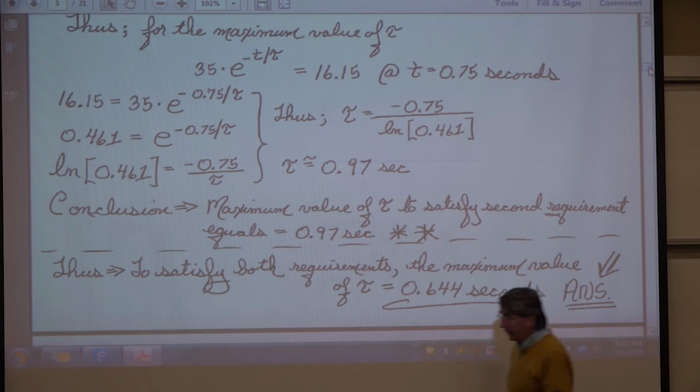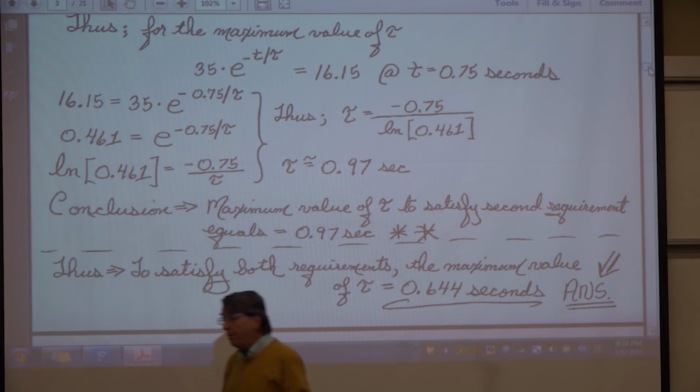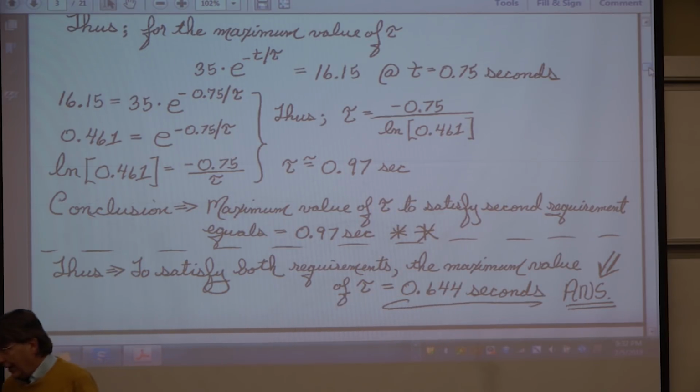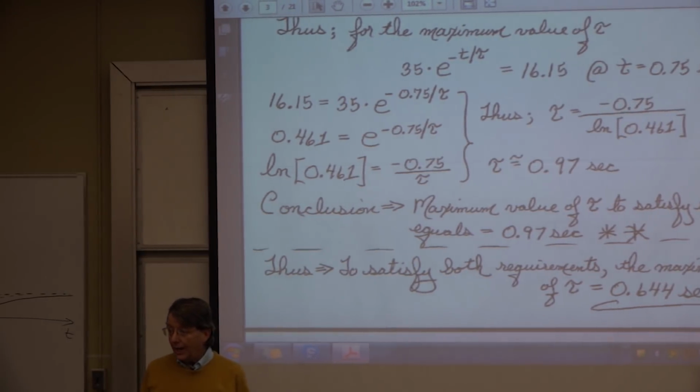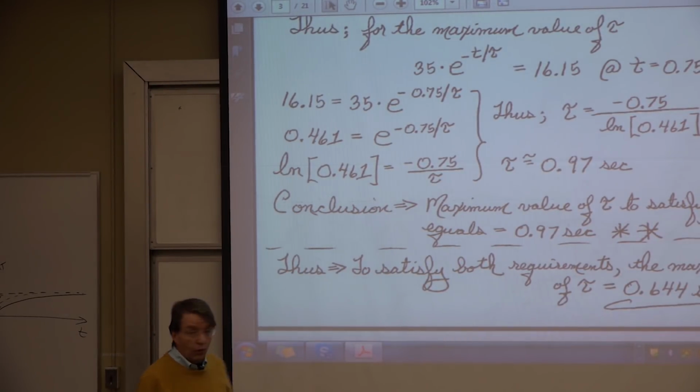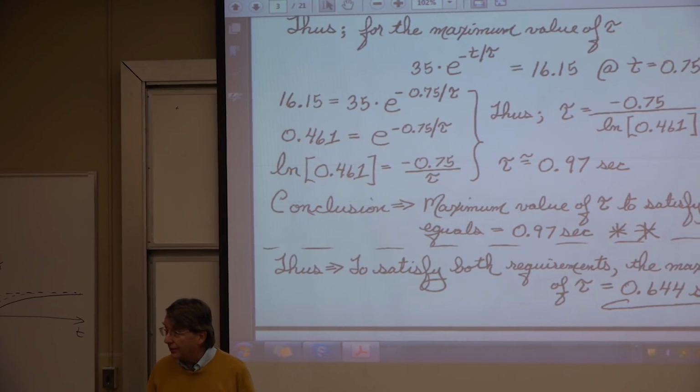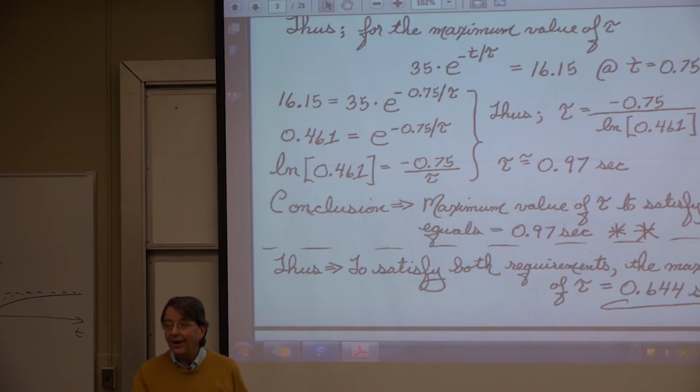One requirement says tau must be no bigger than 0.644, and the other requirement says tau can be no bigger than 0.97. To satisfy both, I have to use the 0.644. Did I say it right that time? We're all good? All right, thanks. That's problem one. I thought that was interesting. Have we done okay? My colleague, please.